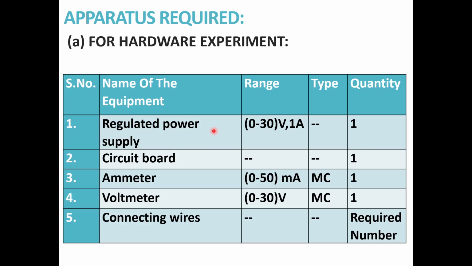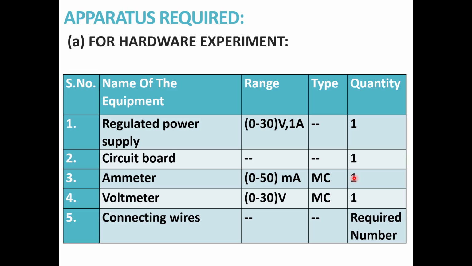And we need one circuit board to do this experiment. And we need an ammeter of range 0 to 50 milliamperes, type moving coil, that is MC. We may require more than one ammeter. Here I have mentioned only one. Depending on your circuit, you can write more ammeters here. In your practical circuit diagram, the number of ammeters will be mentioned.